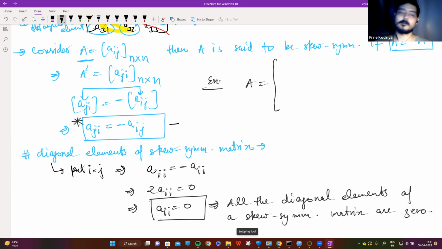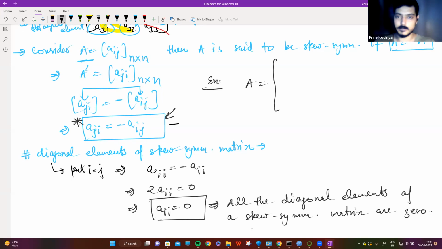Mathematically, if I want to find out the diagonal elements, I would put i and j equal. Right? I would try to check this in this equation. So I put i equals j in this equation, which was the condition for a symmetric matrix. And by that condition, we find that all the diagonal elements of a symmetric matrix must be 0.